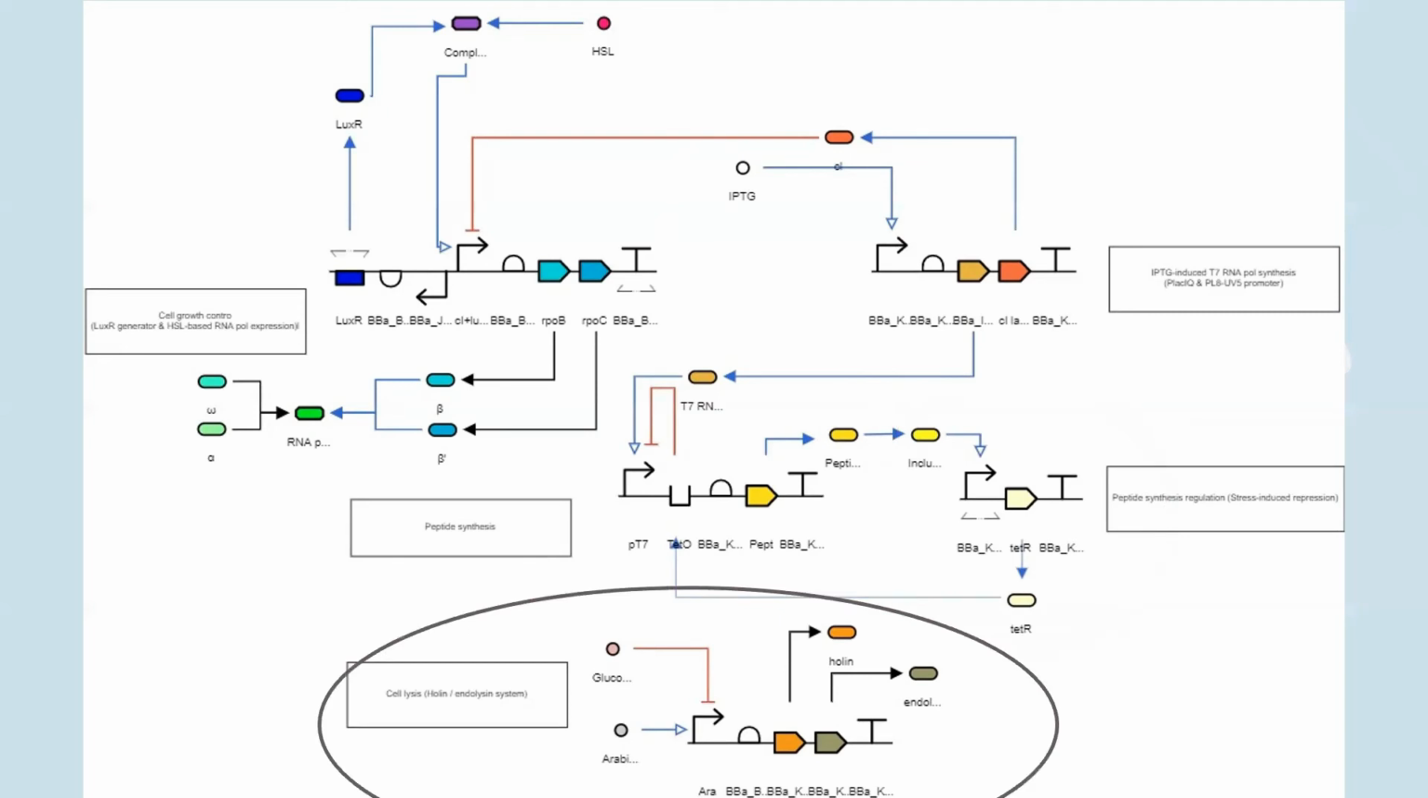During the production phase of fermentation, high glucose concentrations and the absence of arabinose repress the arabinose promoter, thereby preventing the unintended expression of choline and endolysin. To harvest our peptides, the carbon composition is reversed, with glucose deprivation and presence of arabinose respectively, activating the expression of cell lysins, choline, and endolysin. This kills the chassis and releases the peptide products simultaneously.